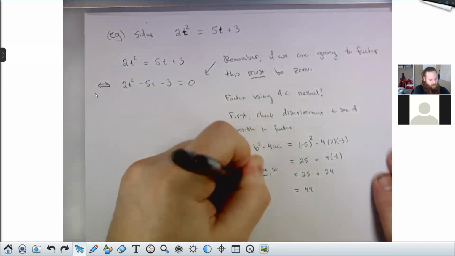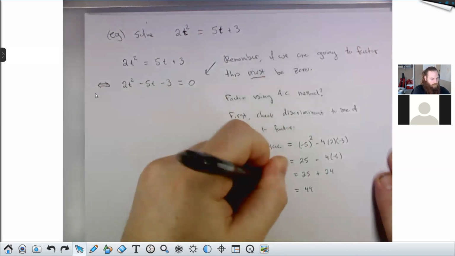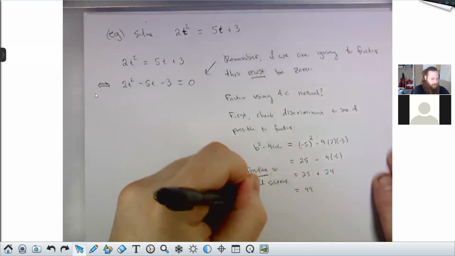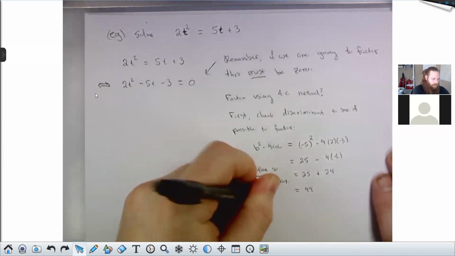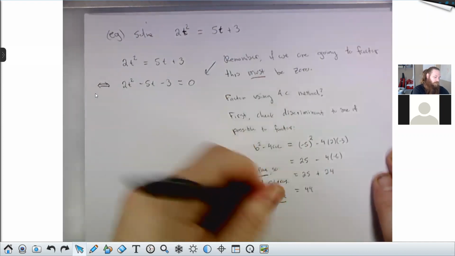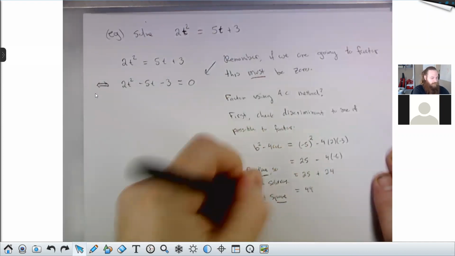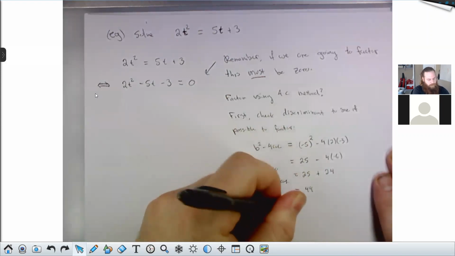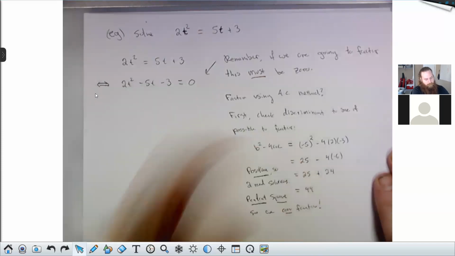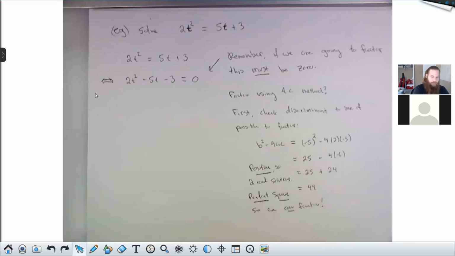So there are 2 real solutions. And it's a perfect square. 49 is a perfect square, so we can find them by factoring. Yay! All right, so let's factor this.